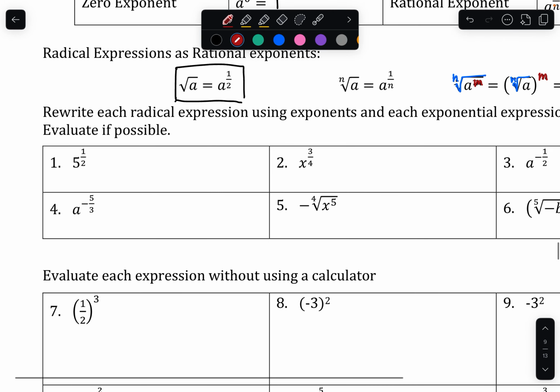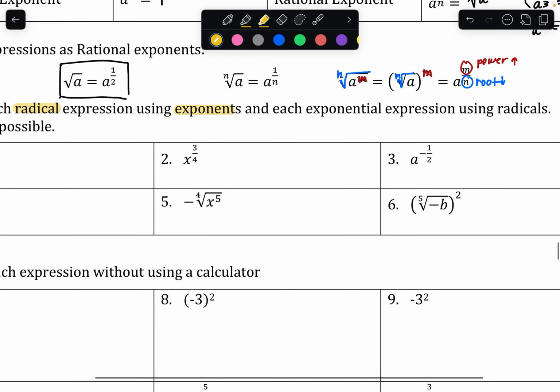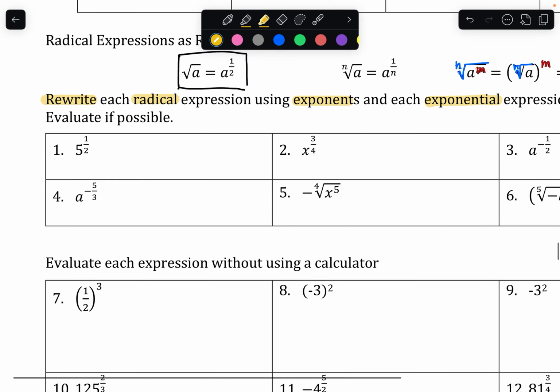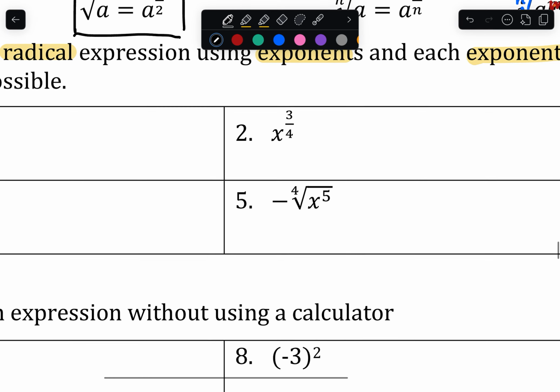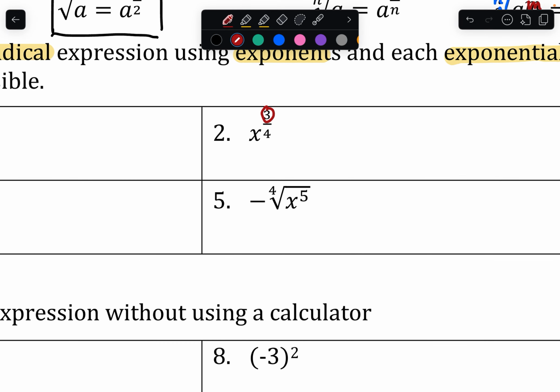Okay, so for these first examples, we are just going to practice rewriting each radical expression using exponents. And then if we're given the exponent, we are going to rewrite it using radicals. Okay, and so here we have a rational exponent, 1/2. That is the same thing as square root. Here we have a 3/4 power, and so 3 is the power, 4 is the root. And so that gives me the 4th root of the x raised to the 3rd power.